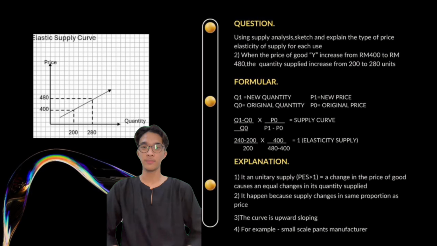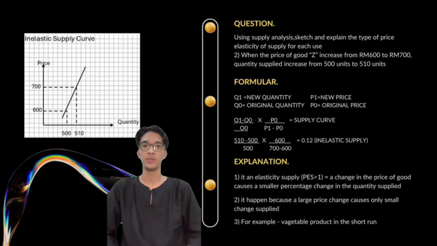For the explanation, it is a unitary supply, equal to 1. That means a change in the price of the good causes an equal change in the quantity supplied. It happens because supply changes in the same proportion as price. The curve is upward sloping, and for the example is small scale pen manufacture.